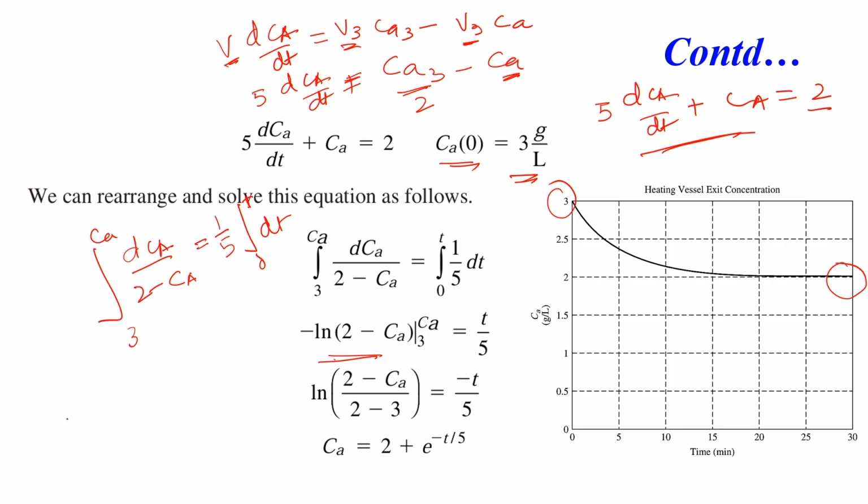So, the final equation will be Ca equals 2 plus e to the power minus t upon 5. What it says is that with time this will decrease, reaching the new value from 3 to 2. In this way we see the dynamics of this process. Because of the disturbance, it is reaching the new steady state value.